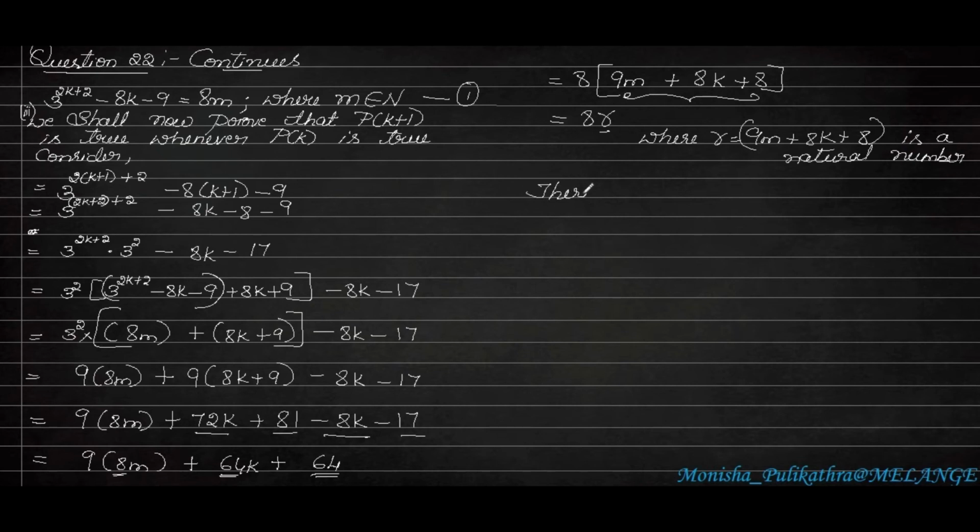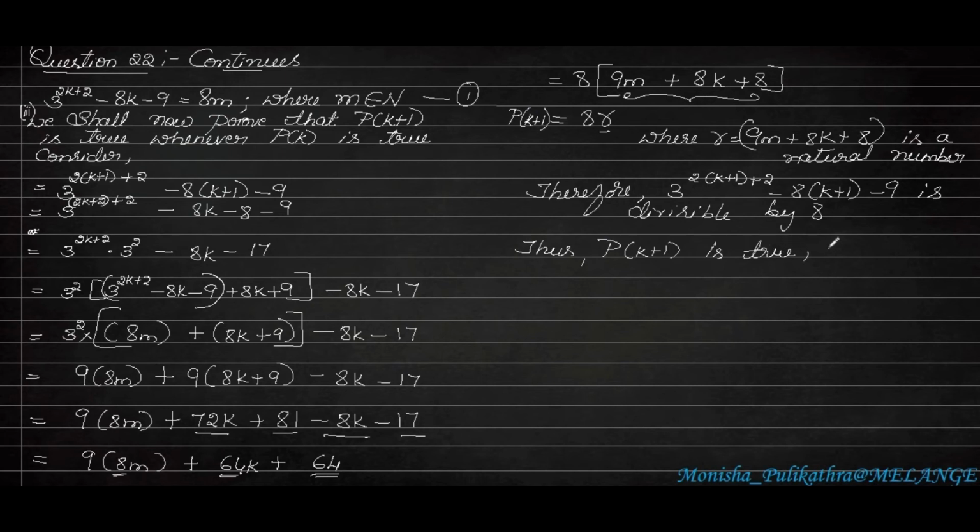Therefore, 3 to the power of 2 into k plus 1 plus 2 minus 8 into k plus 1 minus 9 is divisible by 8. If this is possible, then here this is p of k plus 1. So p of k plus 1 is true whenever p of k is true.